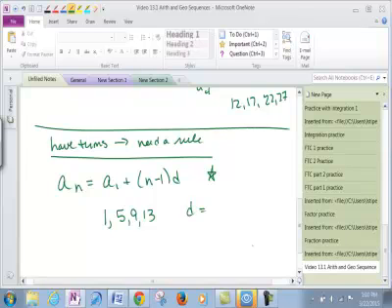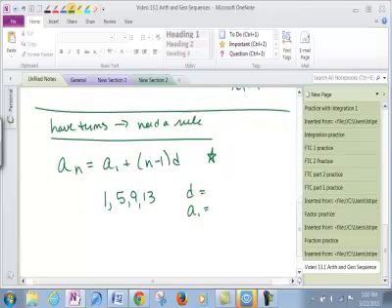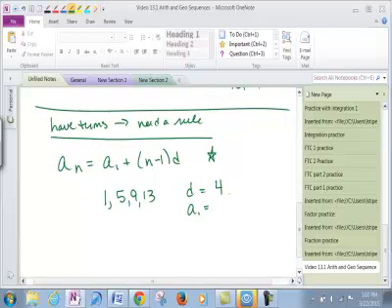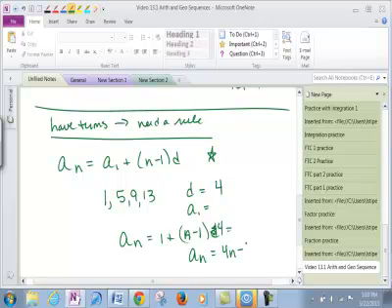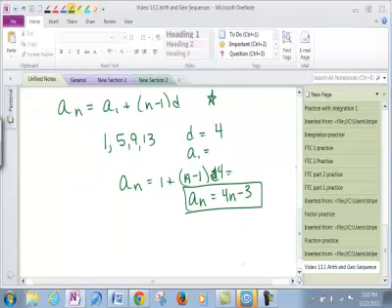First, I need to know the difference, what I'm adding each time, and second, I need to know the first term. Okay? So I think it's pretty easy in this one to see that each time I'm adding 4, the first term is 1, and so my rule is 1 plus n minus 1 times the difference, which when I clean it up, the difference we said was 4, would be a sub n is equal to 4n minus 4 plus 1, which is minus 3. Okay? So that's working backwards in an arithmetic sequence.